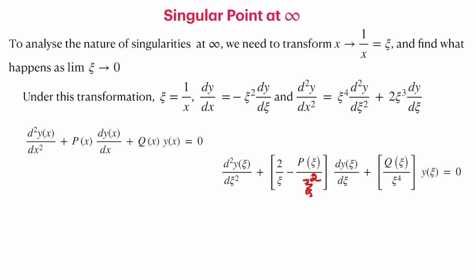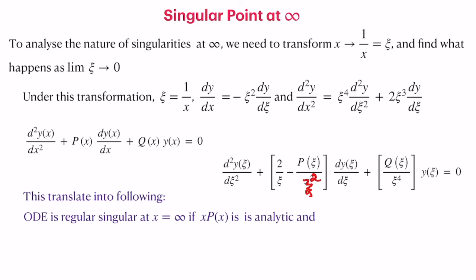Now we apply our same rule for the differential equation as xi goes to 0. By applying the standard rule, we get that (2 minus p by xi) should be analytic at xi is equal to 0. In the same way, q by xi square should be analytic. Translating this back into the standard coordinate x, we again get the property at x is equal to infinity: x into p of x should be analytic, and x square into q of x should be analytic at x is equal to infinity. This is a way to check whether the point is a regular singular point at infinity.